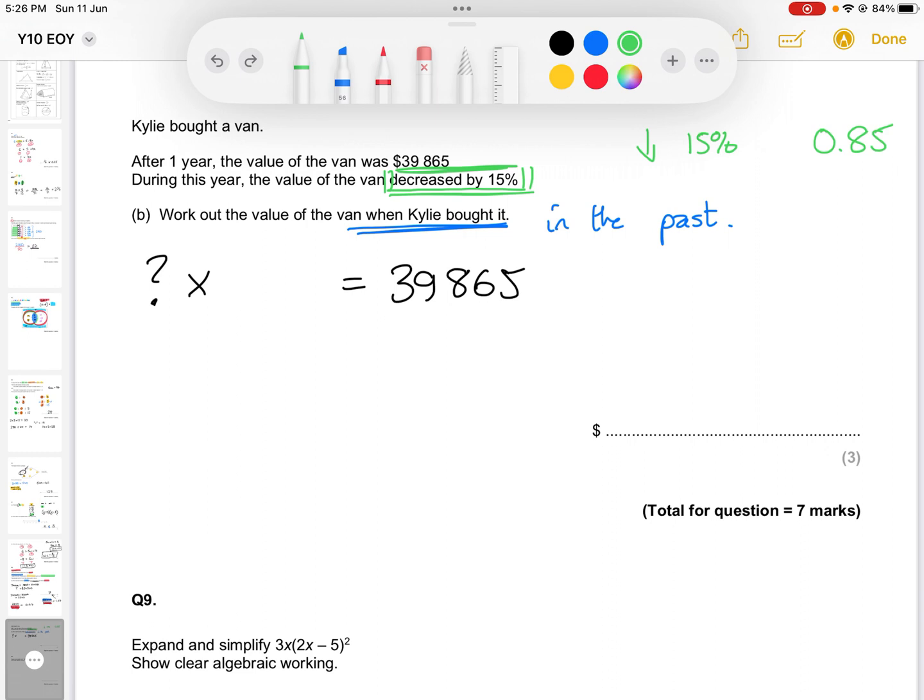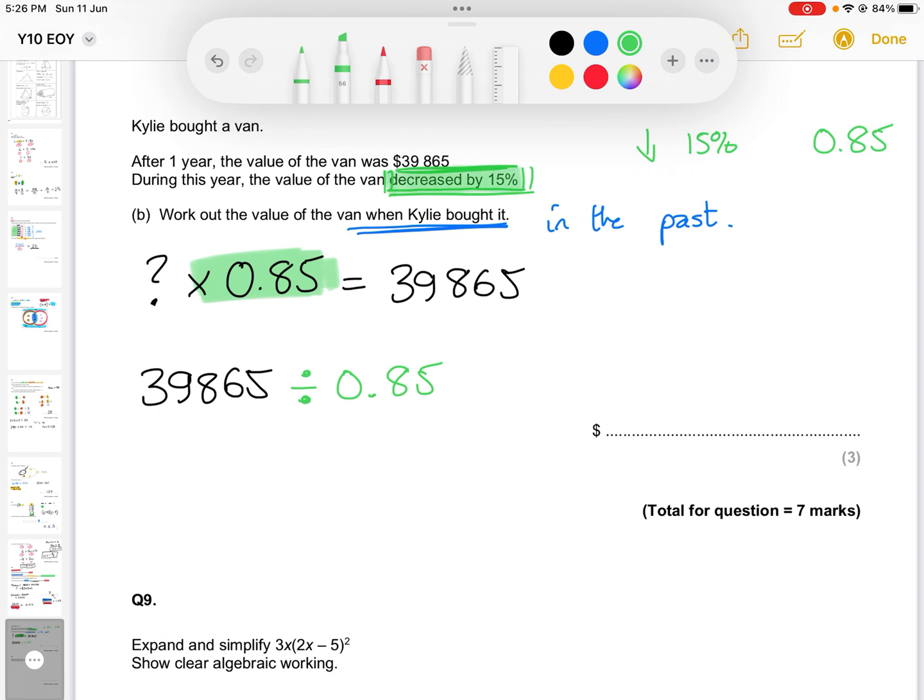And the only way that you're going to be able to undo the 15% is if you do the opposite of a times 0.85 sum. And the opposite of that is a divide 0.85 sum. Now, if you know straight away, because it's reverse percentages, you're going to be doing division, you've already won half the battle. If you know that based on what I've highlighted in green there, that you're going to be decreasing by 15%, your decimal has to be 0.85, you're also halfway winning the battle. Put those two things together, and we will get an answer of 46,900, and that's how much Kylie bought the van for. Done.